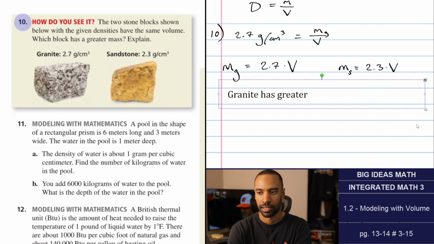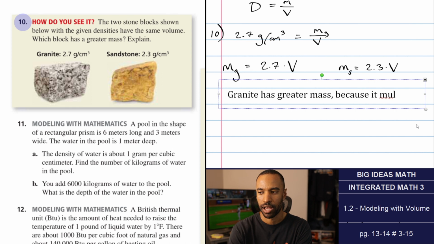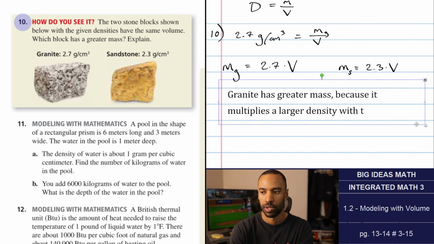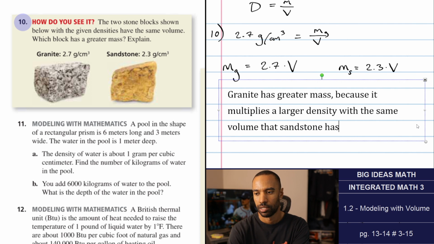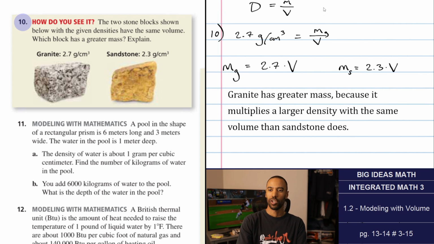Granite has greater mass because it multiplies a larger density with the same volume that sandstone does. Okay, that was kind of quick.